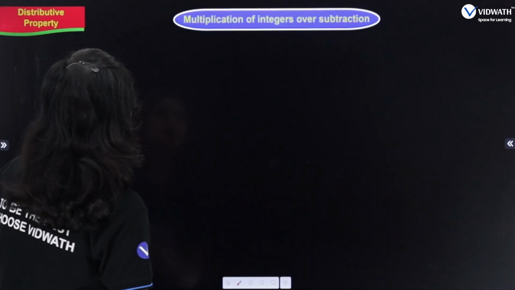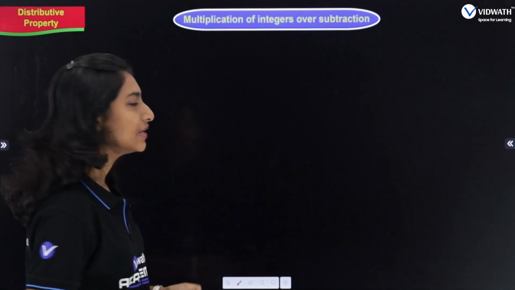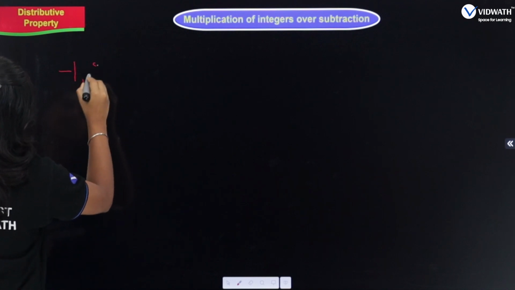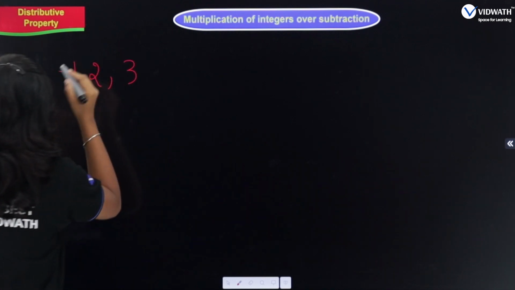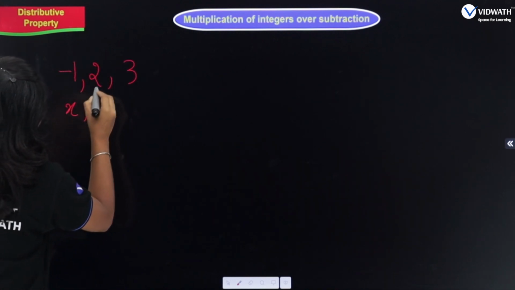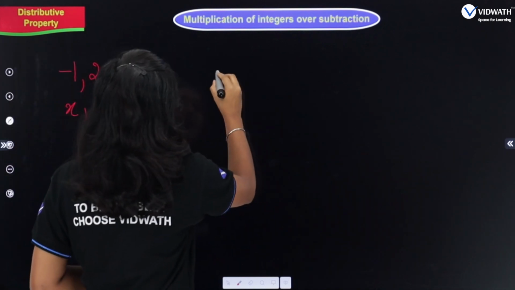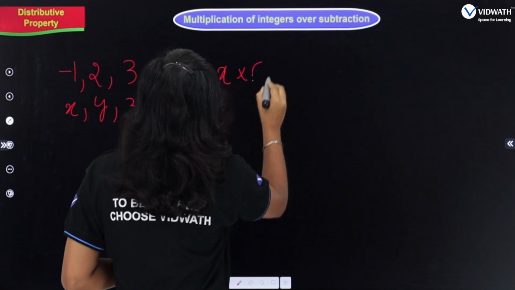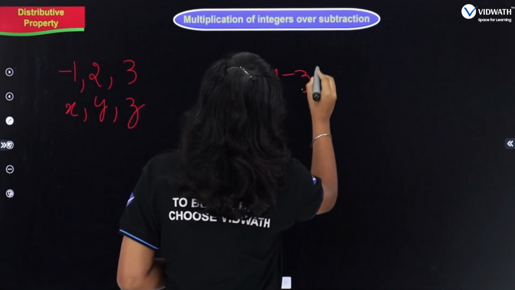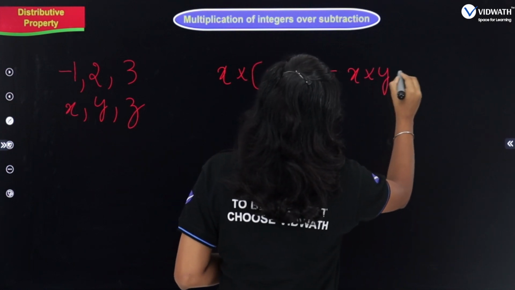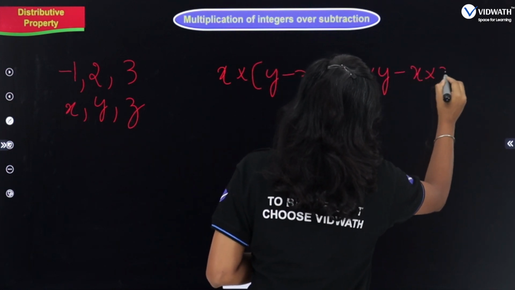Next, distributive property of multiplication of integers over subtraction. So, we take 3 integers -1, 2 and 3 and assume -1 as x, 2 as y and 3 as z. And now we write x into y minus z is equal to x into y minus x into z.